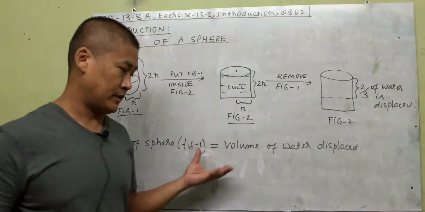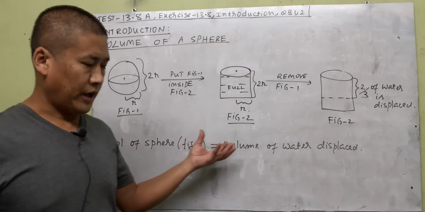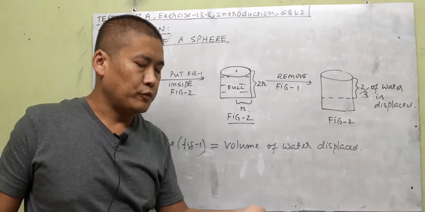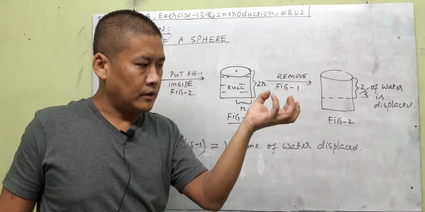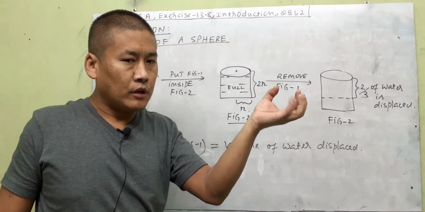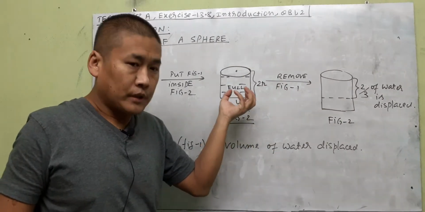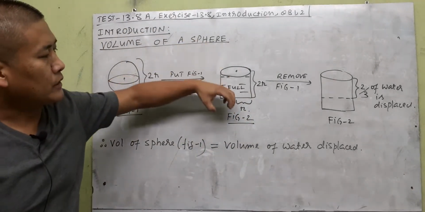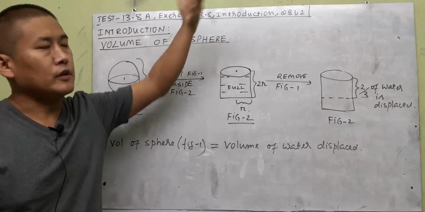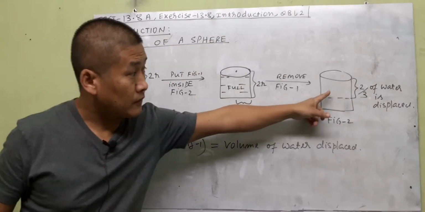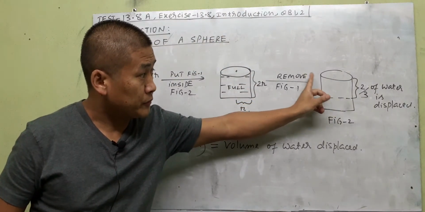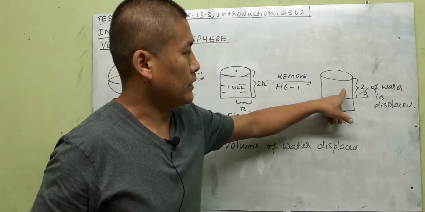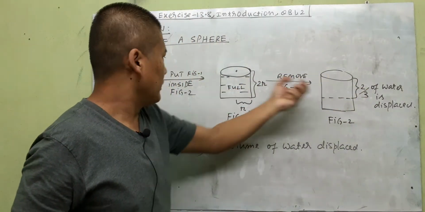So remember this is the law of buoyancy, that when a solid is fully immersed in a liquid, it pushes up or displaces a volume of liquid equal to its own volume, means volume of the solid. So a solid, when put in liquid, will remove its own volume of liquid. So whatever volume of liquid is removed, 2/3 of the total, is actually the volume of this sphere.